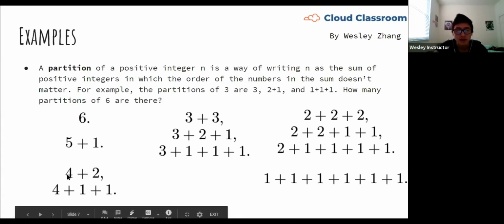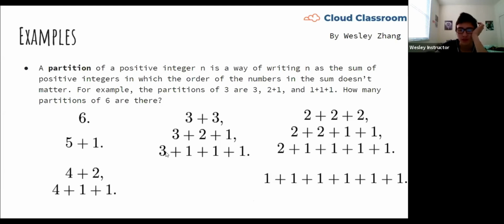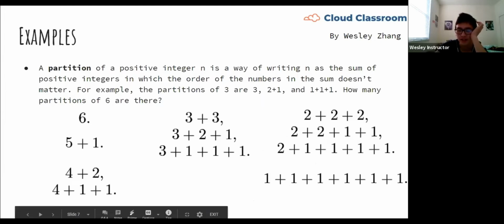So then we go down to 4. So 4 plus 2, and we can break down the 2 to 4 plus 1 plus 1. So in this case, to keep it organized, we break down the smallest number. So 4 plus 1 plus 1. Then we go to 3. So 3 plus 3, 3 plus 2 plus 1, 3 plus 1 plus 1 plus 1, 2 plus 2 plus 2, and so on. And then the last one, break it down to all ones.